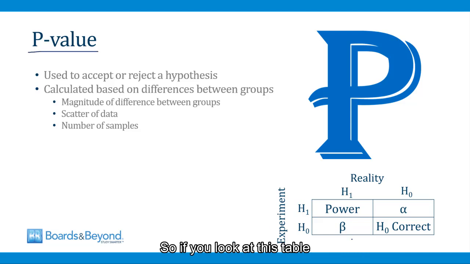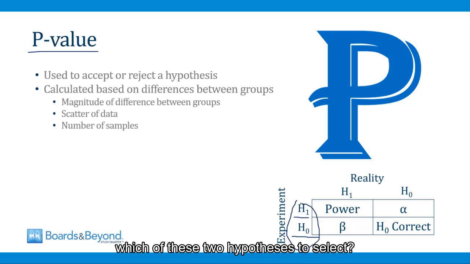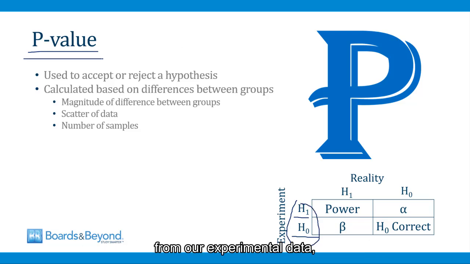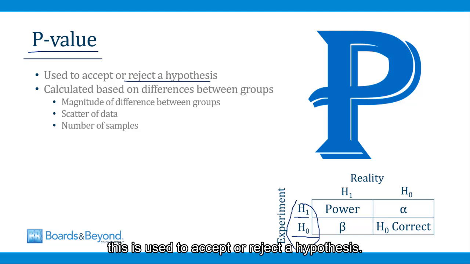So if you look at this table on the bottom right side of the screen, I told you that in our experiment, we were going to decide either to accept the alternative hypothesis H1 or the null hypothesis H0. Well, how do we determine which of these two hypotheses to select? And we do this by calculating something called the p-value from our experimental data. This is used to accept or reject a hypothesis. The p-value is calculated through statistics.